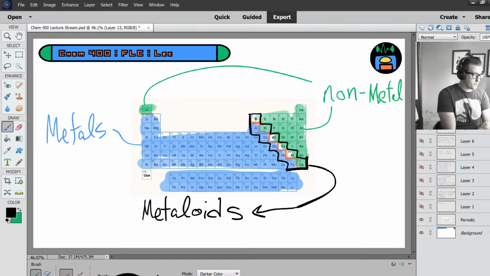These are where you find, for example, our semiconductors. We know that non-metals are insulators. They do not conduct electricity. Metals are conductive. They conduct electricity. And your semiconductors, which all of our computer processors are based on, are all found in the metalloids. They kind of have some metallic properties, some non-metallic properties.